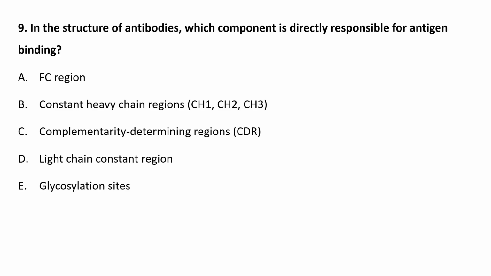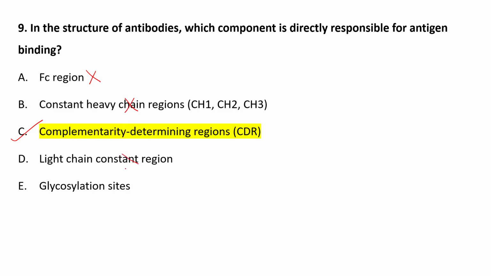In the structure of antibodies, which component is directly responsible for antigen binding? Very direct and very simple. The answer is CDR, that is complementarity determining region, which is in the variable region of the light chain. The other options: the Fc region? No, it will bind to the immune cells. The constant heavy chain region? No, the constant region is at the lower side of the antibody, which is the Fc region.